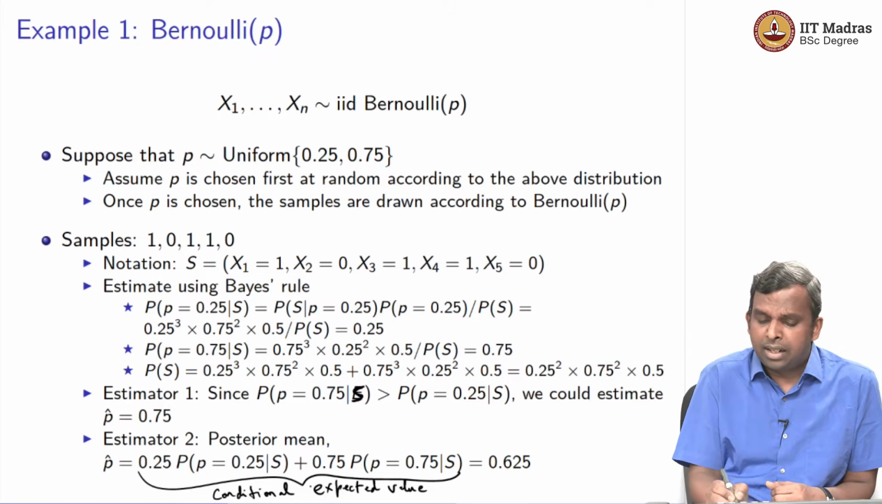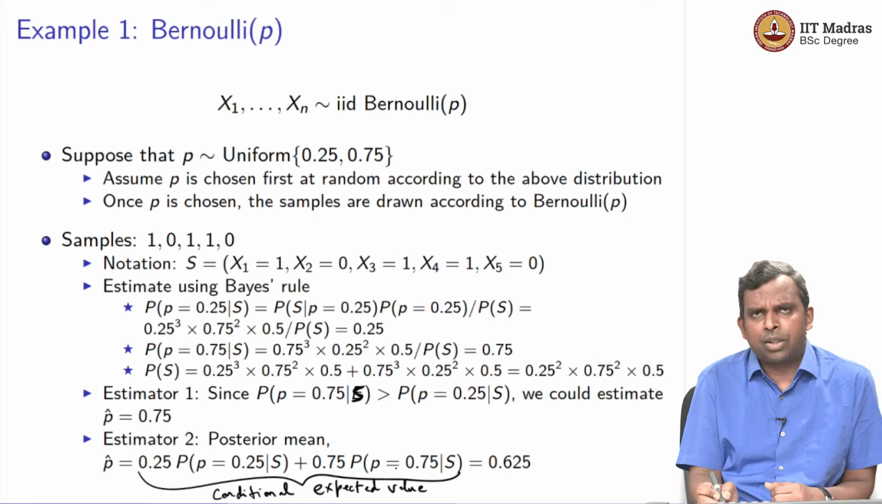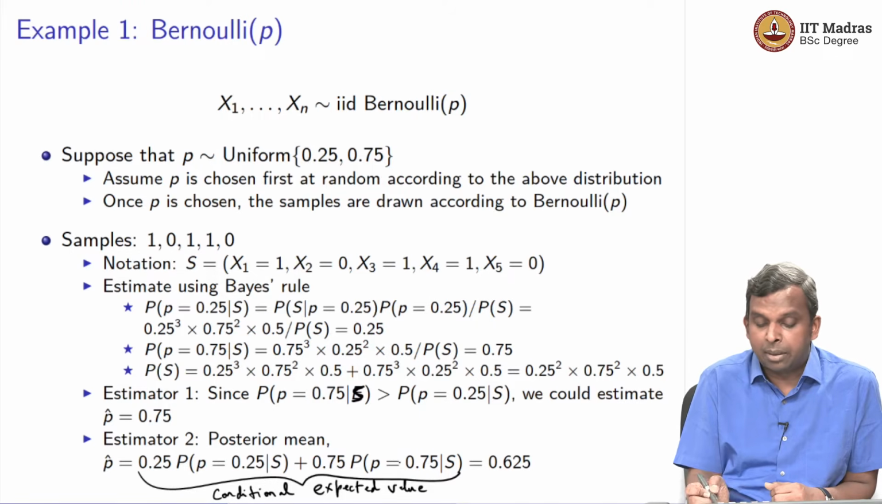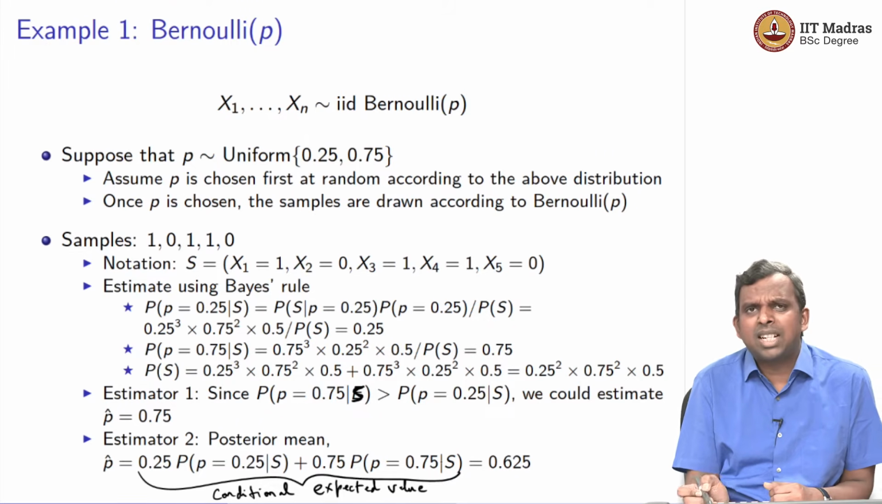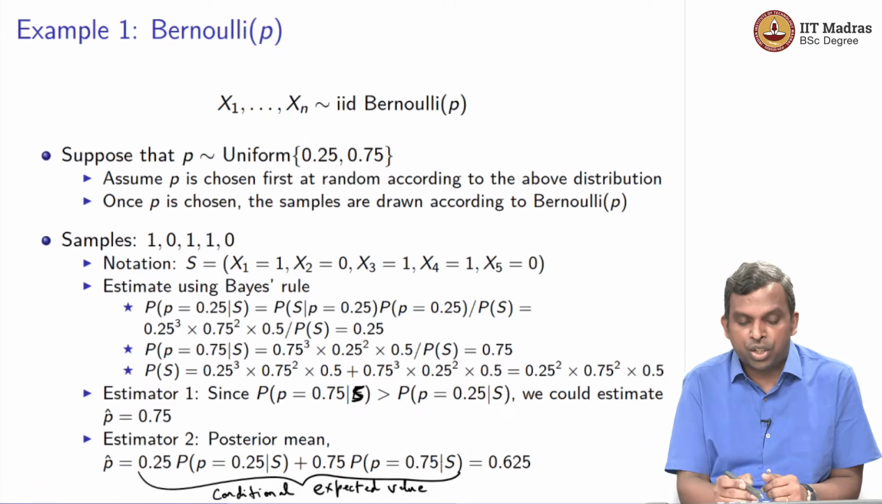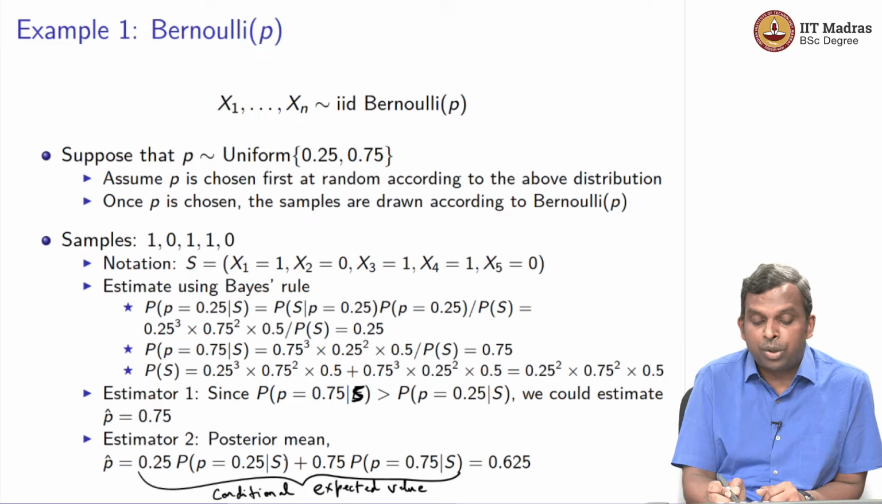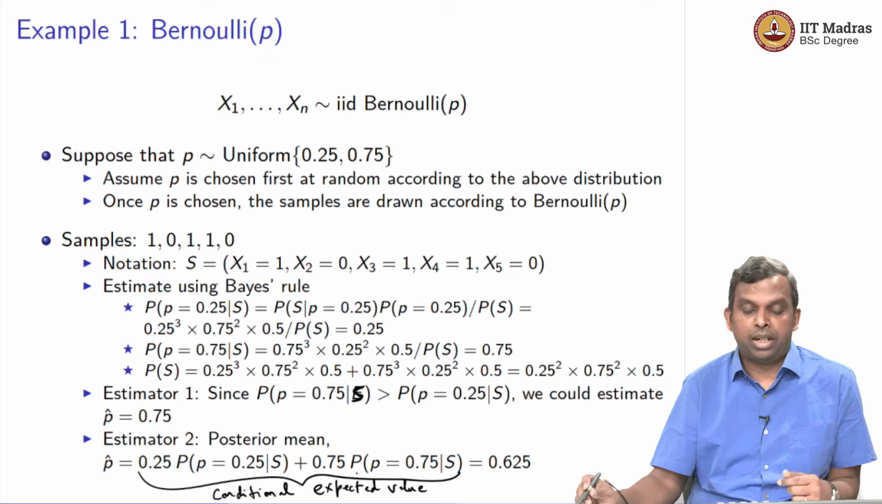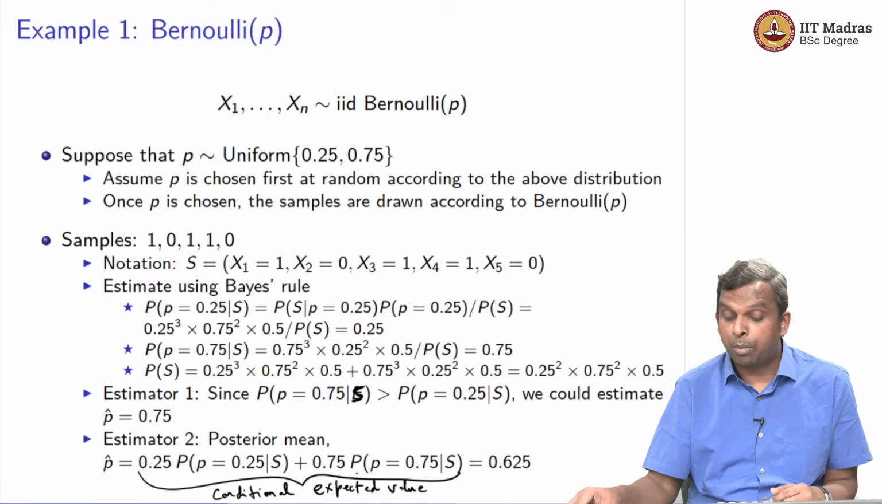We did not look at these kinds of expected values earlier, but this is the first time we are meeting something like this. So, you have conditioning on S and then you take 0.25 times the probability. As far as conditioning is concerned, it is just another distribution. So, you are taking the expected value of a new distribution, 0.25 times the probability P equals 0.25 given S, plus 0.75 times the probability that P equals 0.75 given S. So, you get 0.625.